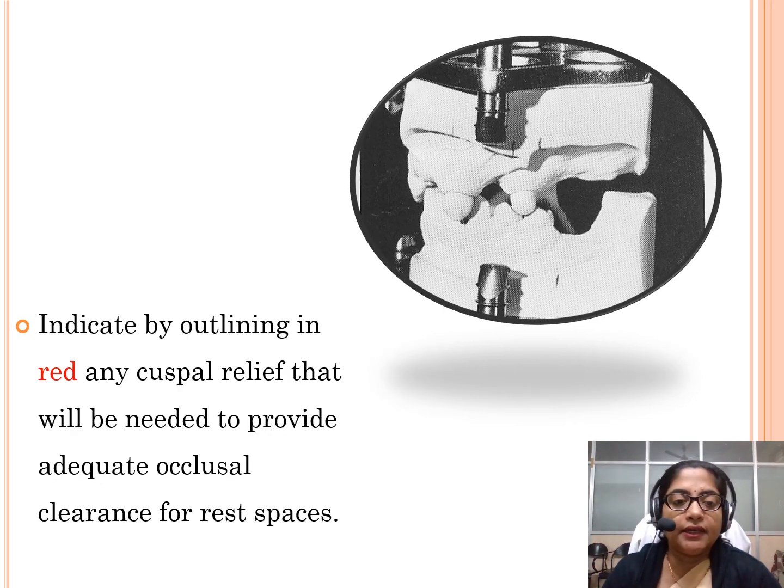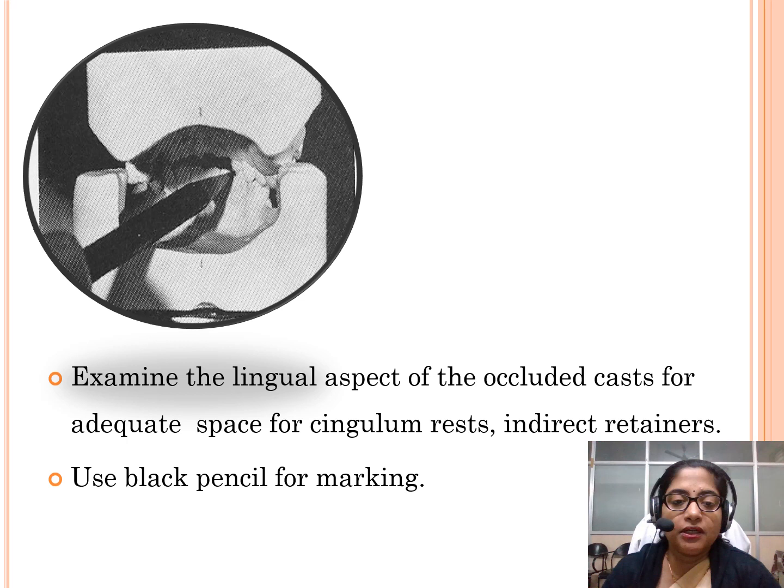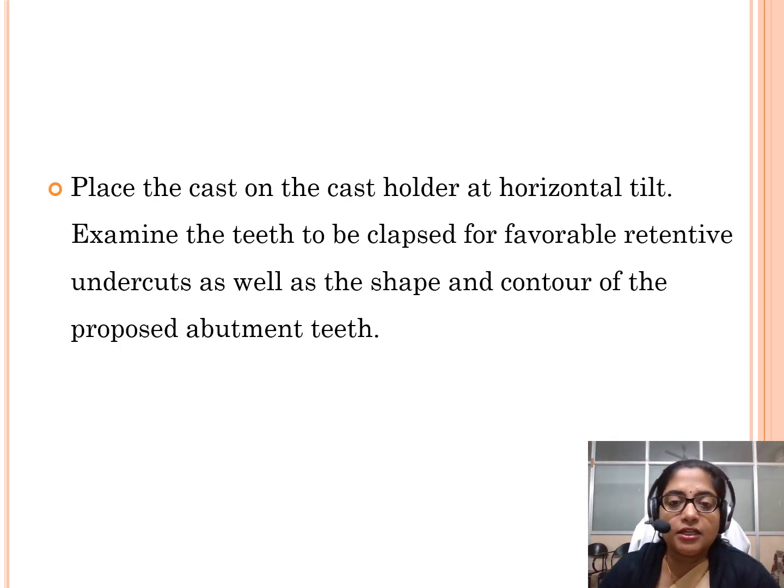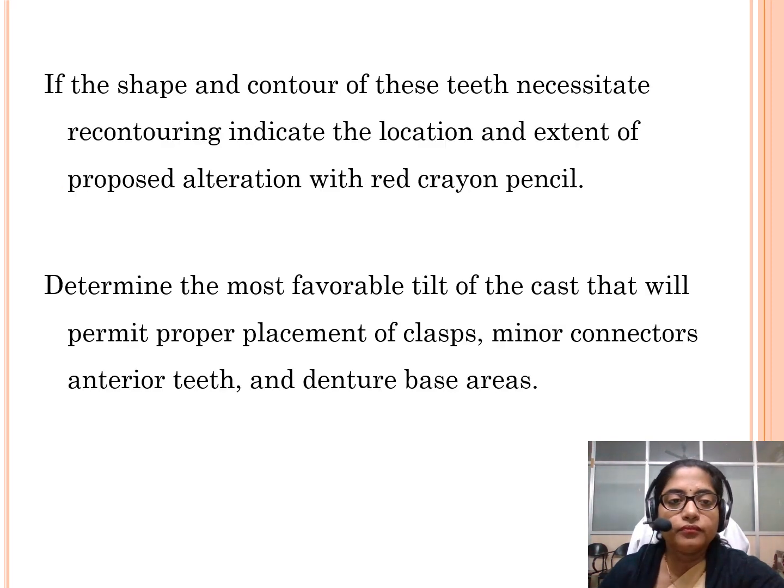Indicate by outlining in red any cuspal relief that will be needed to provide adequate occlusal clearance for the rest spaces. Examine the lingual aspect of the occluded cast for adequate space for cingulum rest indirect retainers. Use black pencil for marking. Place the cast on the cast holder at horizontal tilt. Examine the teeth to be clasped for favorable retentive undercuts as well as the shape and contour of the proposed abutment teeth. If the shape and contour of these teeth necessitate recontouring, indicate the location and extent of the proposed alteration with red pencil.